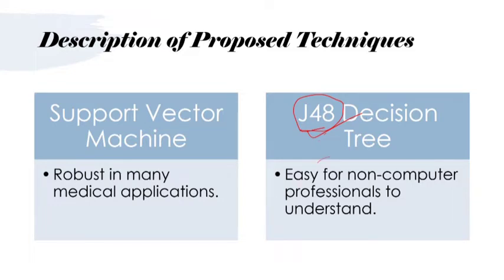So just like K-nearest neighbor, but we use a decision tree in this case. And also we use support vector machine because it is robust in many medical applications. Several successful applications have been built using support vector machine. It's a little bit advanced form of machine learning, but still very powerful, especially when the data is few. So these are the two methods that are used.